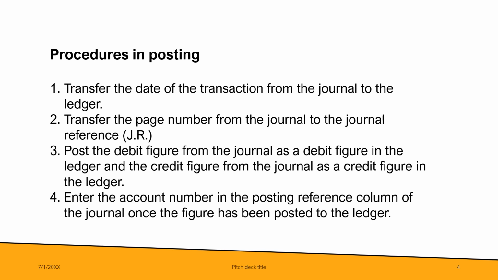Number 3, post the debit figure from the journal as a debit figure in the ledger and the credit figure from the journal as a credit figure in the ledger. And number 4, enter the account number in the posting reference column of the journal once the figure has been posted to the ledger. And let me show you how this procedure is being done. Okay, let's start first with the transferring of date of transaction from the journal to the ledger.